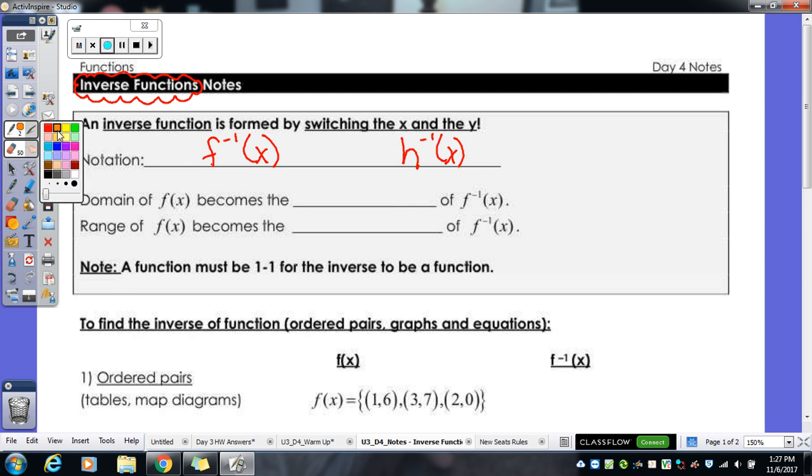So what ends up happening is the domain of your original function becomes the range of your inverse. And then it flip-flops: the range of your original becomes the domain of your inverse. It's very important to note here that a function must be one-to-one in order for the inverse to be a function. If the original function is not one-to-one, then your inverse is not even going to be a function. So the original has to be one-to-one.